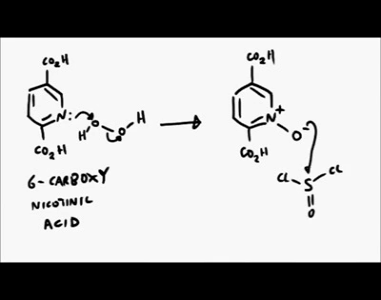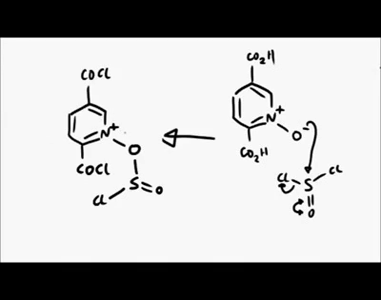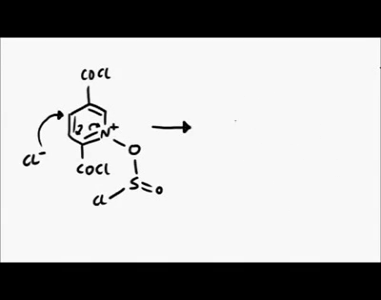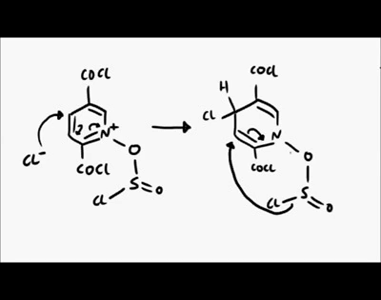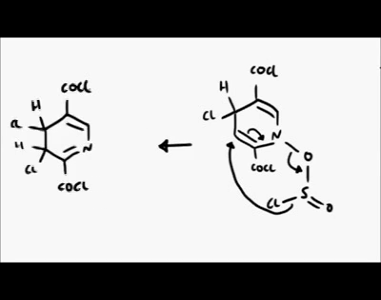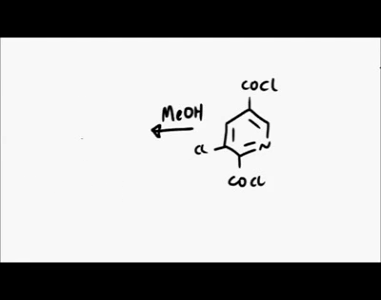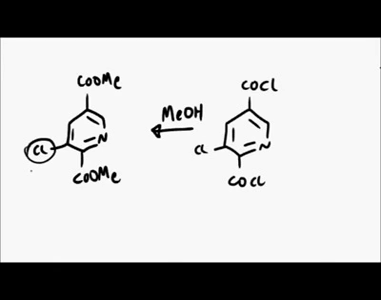The oxygen attacks the sulfur, and a chloride ion is pushed away only to come and attack the ring from the other side. Electrons flow through and neutralize the nitrogen, and the paper postulates the next step was this concerted step to add another chloride. Sulfur dioxide leaves along with a molecule of HCl and substitutes a chlorine in this position. Methanol quenches the reaction and converts the acid chlorides to methyl esters.